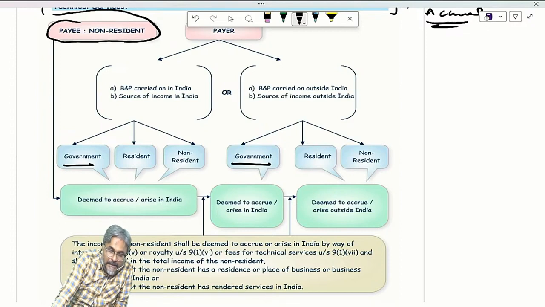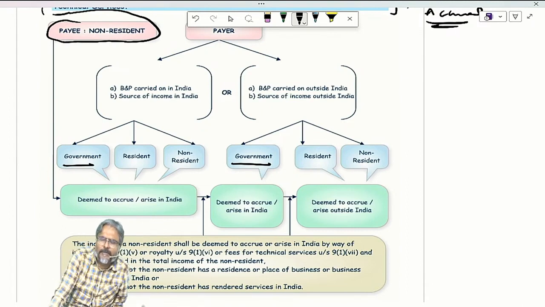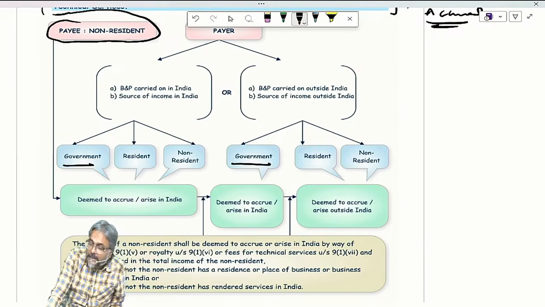If the government is paying interest to the non-resident, it means that the government has taken a loan. If the government is paying fees for technical services, it means that the government has taken some services from the non-resident. Now, whether the government is making this payment of interest, royalty, or fees for technical service, to whom are they making the payment? To the non-resident.